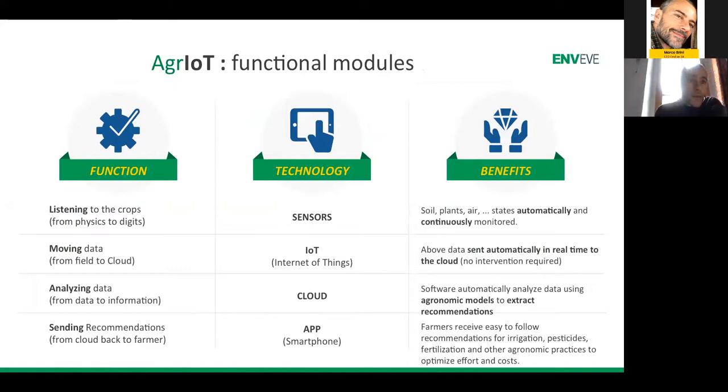Now let's focus more on IoT, because IoT is not just sensors. You have several modules which are critical to have IoT happening in agriculture. Sensors are the part of listening. Sensor is basically the ears of the IoT system. But if you have an ear that is not connected to a body, it's nothing. So how do we connect this ear to a body and ultimately to a brain? Then you need an infrastructure.